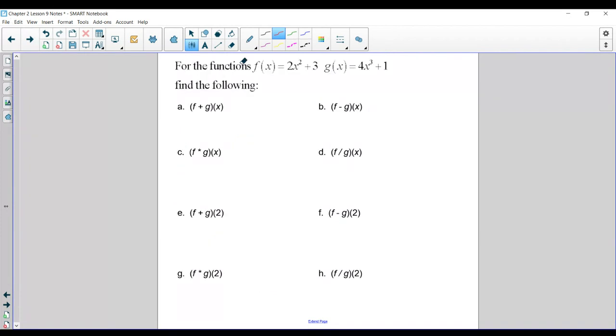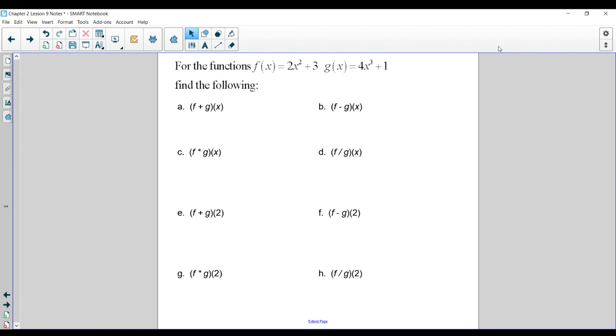Last thing. All right, if I give you these two functions, I want you to do the following. All of this means to do on part A is to add the two functions together. B is to subtract the two functions. It does not mean to take the answer and multiply by x. This is just notation. Just like f of x doesn't mean to take everything and multiply it by x, f plus g of x is the same thing.